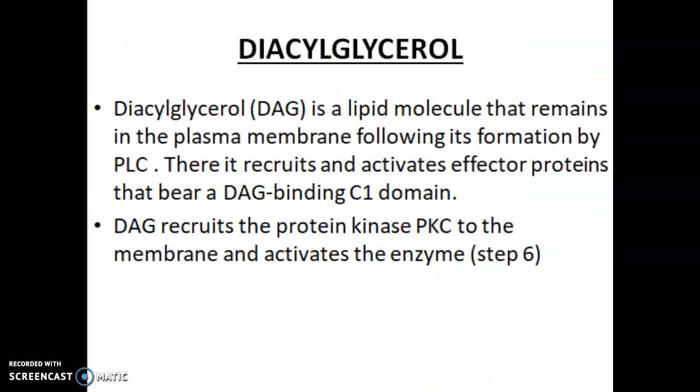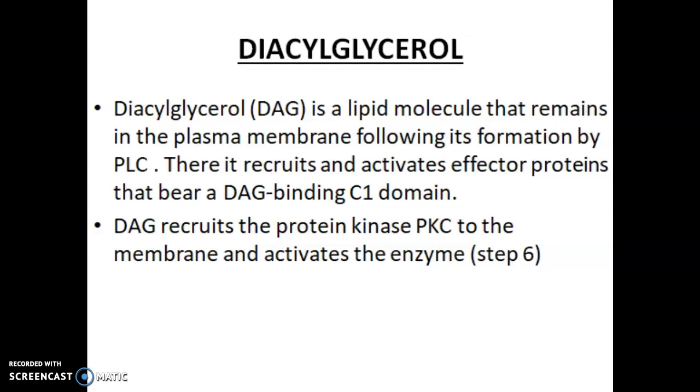DAG is a lipid molecule that remains in the plasma membrane following its formation by PLC. There it recruits and activates effector proteins that bear a DAG binding C1 domain. DAG recruits the protein kinase PKC to the membrane and activates the enzyme.